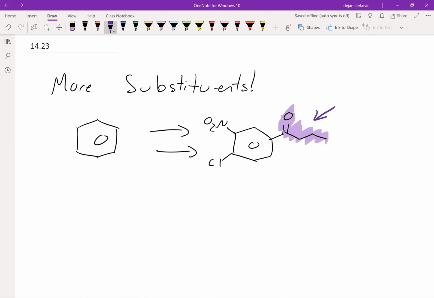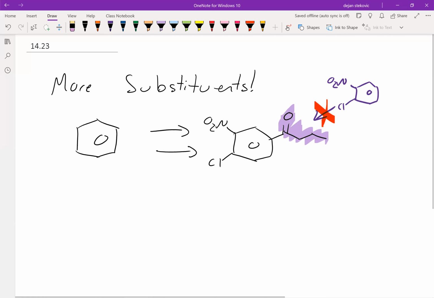So let's think about inserting this acyl group in last, right? That means that our nitro and our chlorine were already there. Well, if we try to do a Friedel-Crafts reaction, we cannot do a Friedel-Crafts reaction when we have a strong deactivator like a nitro group. So we can't add that in last.